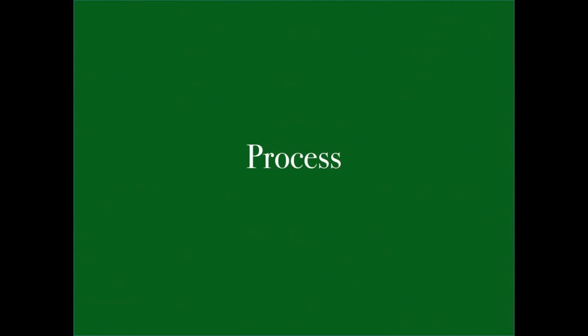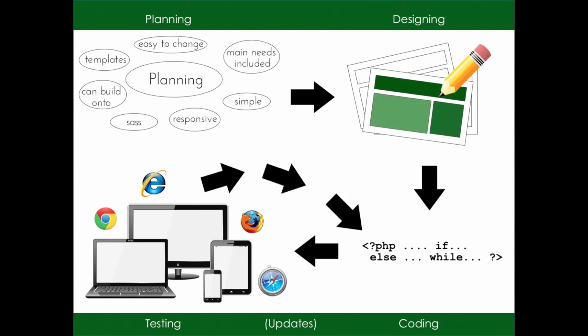Okay, getting into process. Okay, so this is a little bit of a rough and ready diagram. Basically, I start out, I'm a big sketcher. I like to sketch out mind maps and thoughts and things like that. Things that I need to consider in the process. So the planning, what it needs to include, what I'd like to use, what are do's and don'ts, that sort of thing. And then it gets into the designing stage.